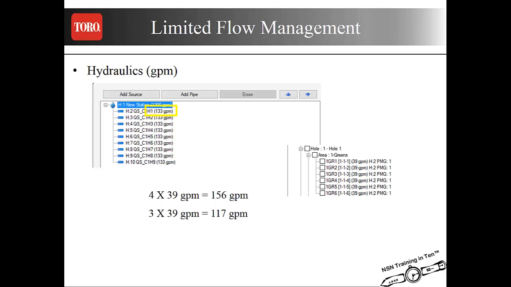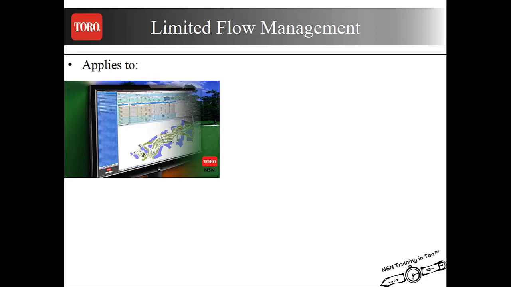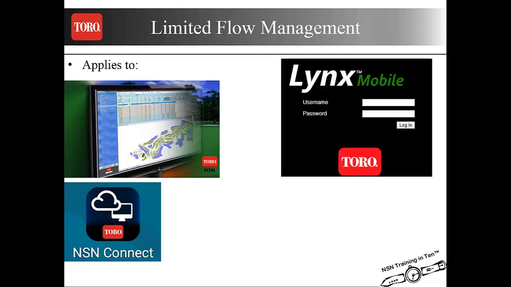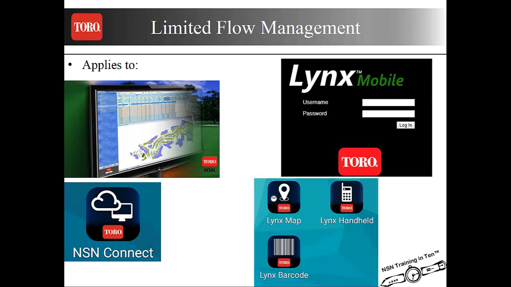This is why only 3 heads are coming on at a time. Limited flow management applies to manual irrigation ran from the central computer, NSN Connect, Lynx Mobile, and all the Lynx apps. These forms of manual irrigation all go through the Lynx central computer and are limited flow management. Limited flow management means that Lynx will not exceed the gallons per minute of the pipe those stations are assigned to.